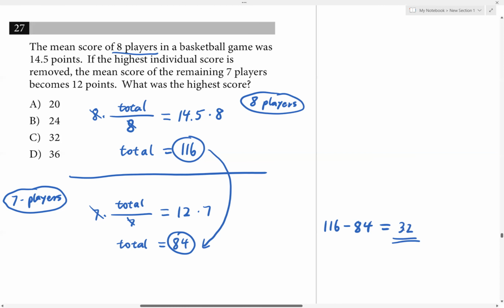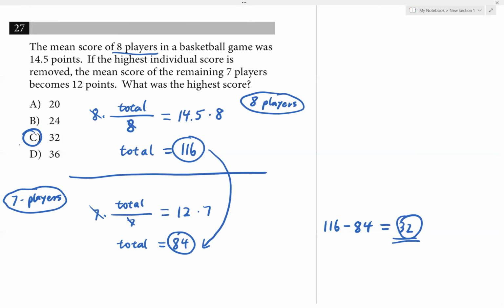That means the score for that player should be 32 points, because that's where the difference is. We remove that player, the total decreases by 32, so this has to be the score of the player we removed. That player happened to have the highest score, so the highest score is 32. So letter C for question 27.